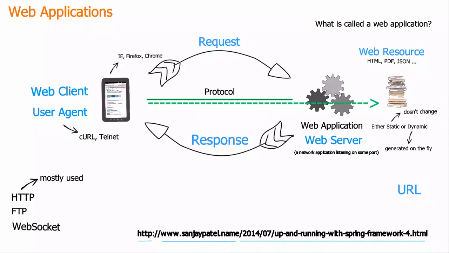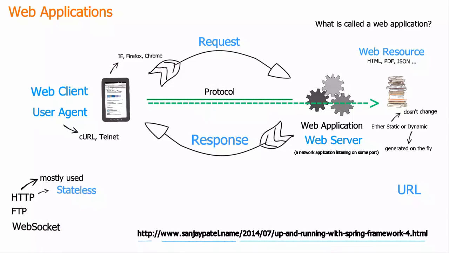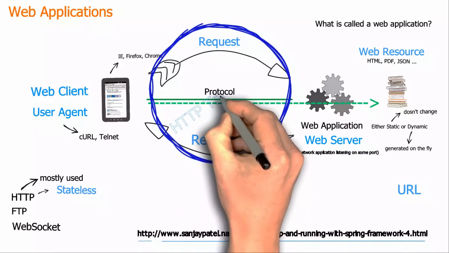And then after the response is given to the web client, the connection is closed, and the web server does not remember anything about the past connections and who the clients were. That means next time if the client sends another request to the server, the web server will treat that request as a new request coming from a new web client. Because of this nature, the HTTP protocol is called a stateless protocol. And this one pair of request and response is called an HTTP transaction.